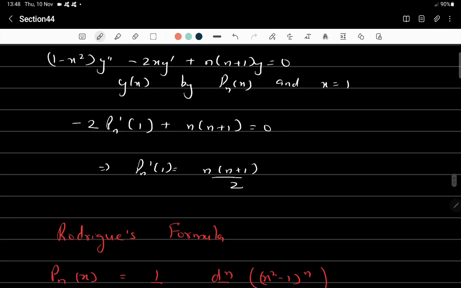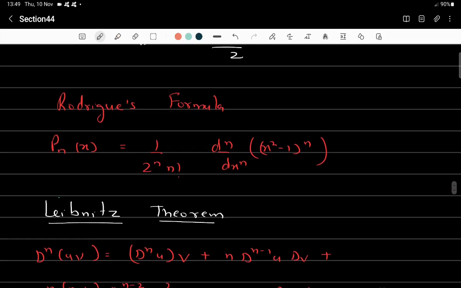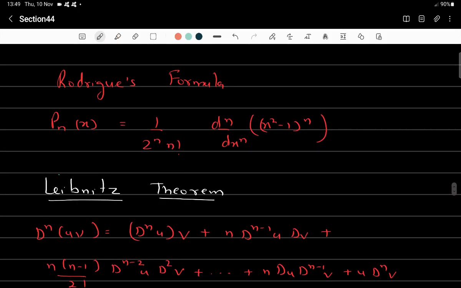The next very important concept is Rodrigues' formula, which says that Pn(x) is equal to 1 by 2 raised to the power n, n factorial, and then n times differentiation of (x² - 1) raised to the power n. To prove this one, we are going to use the Leibniz theorem, which tells how we compute the nth derivative of the product of two functions u and v. Assume u and v are functions of x. Let's prove Rodrigues' formula.